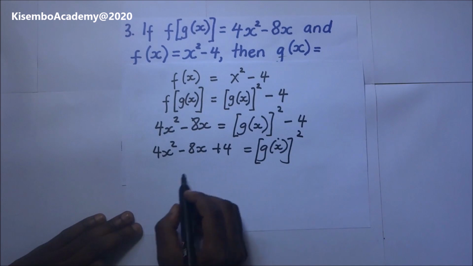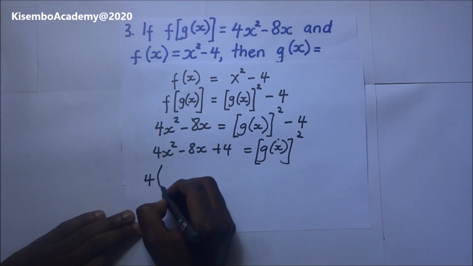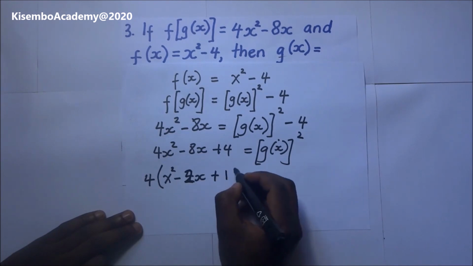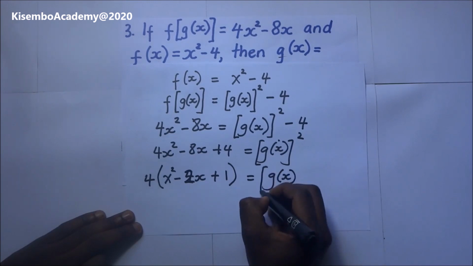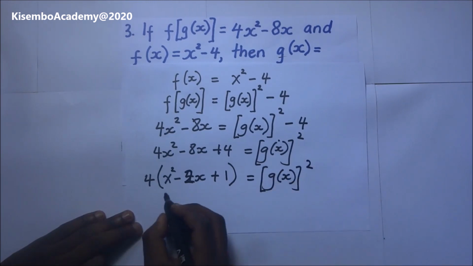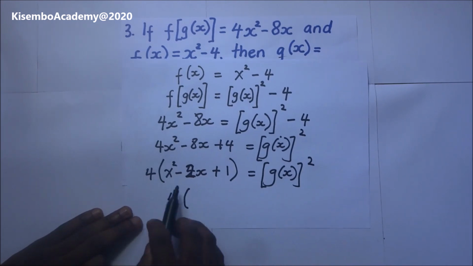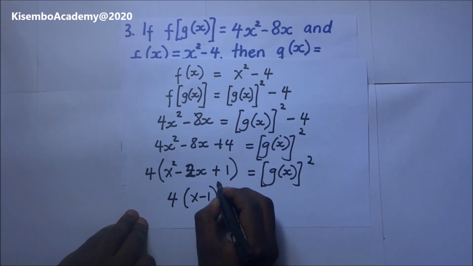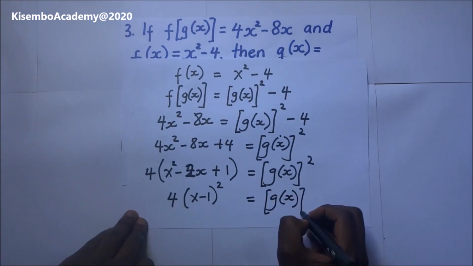So we have a quadratic equation here in x. So factorizing this becomes 4 outside the brackets into x squared minus 4x minus 2x plus 1 is giving us g of x, and this whole thing is to the power 2. So this continues to be 4 into factorizing this quadratic expression is going to give us x minus 1 squared, is giving us g of x, and this whole thing is squared.